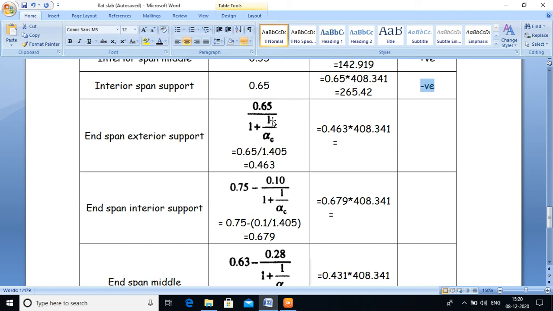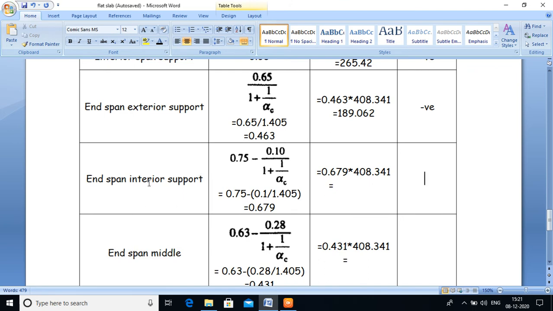support. So this is the formula given in the IS code. When we put the values of alpha c, we'll get the coefficient as 0.463, and this coefficient multiplied by the value of M0 will give us the actual moment developed at the end span exterior support, and the magnitude of moment at the end span exterior support is 189.062 kilonewton meter, and as this moment is at the support, the nature is negative.